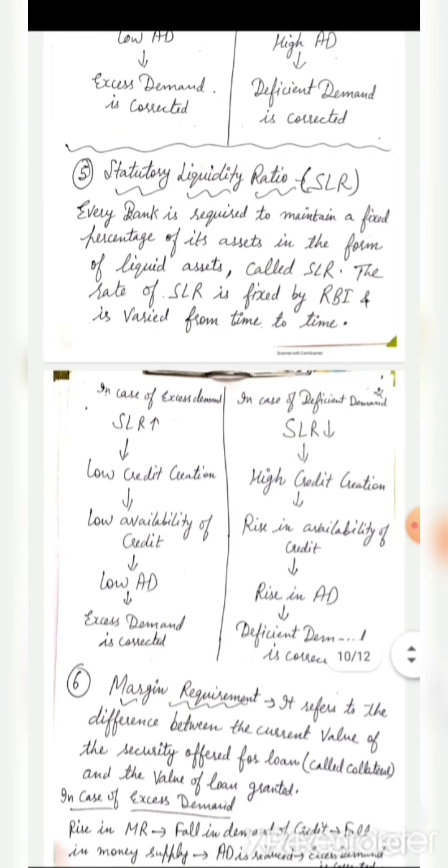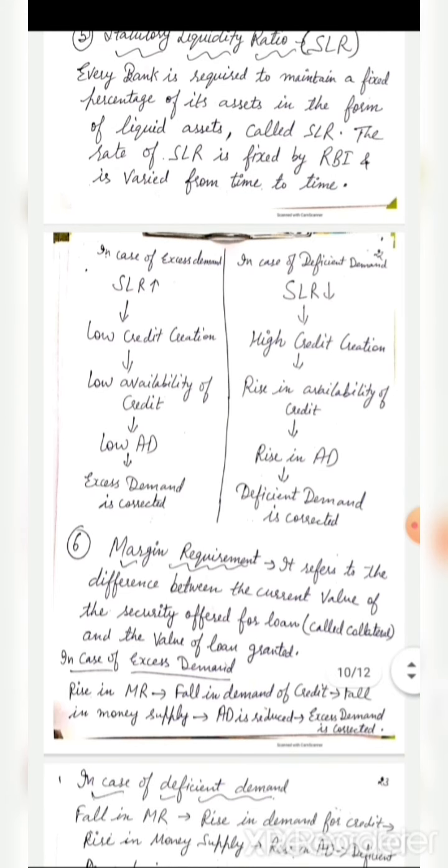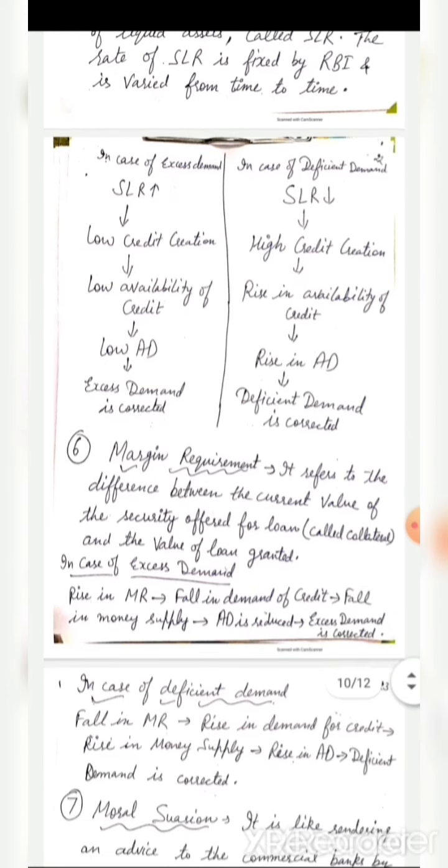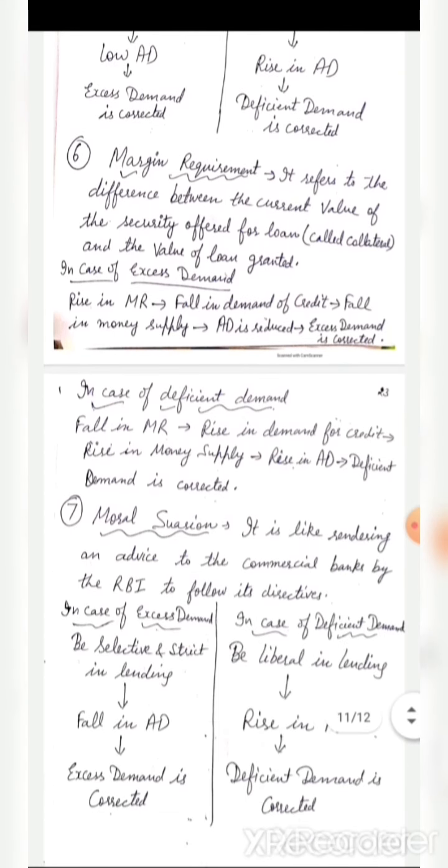In case of excess demand, as in the case of CRR, SLR will be high, then low availability of cash with the commercial bank, low credit creation, low availability of credit, low AD, and excess demand can be corrected, and vice versa. In case of deficit demand, SLR will be low, then credit creation will be high, rise in the availability of credit, rise in AD, and deficit demand can be corrected.